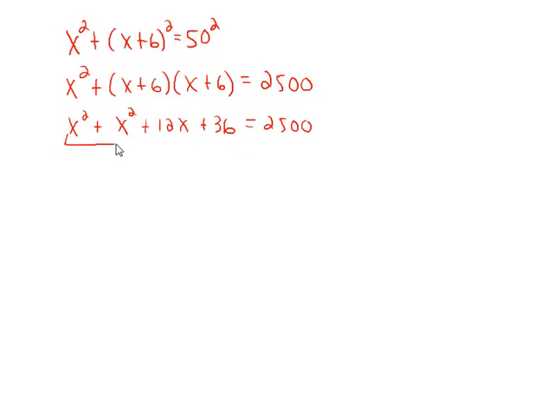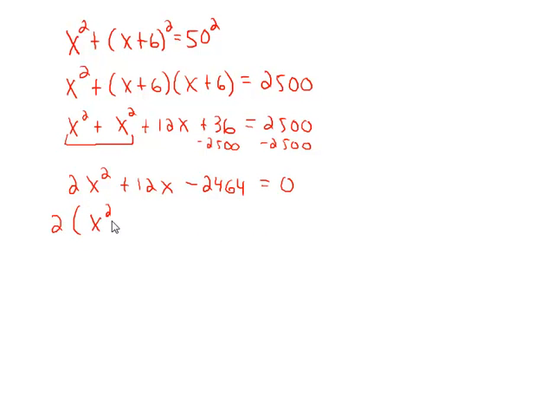I'm going to go ahead and combine the like terms, and at the same time I'm going to subtract 2,500 from both sides so that we'll have our quadratic expression equal to 0. 2x squared plus 12x minus 2,464 equals 0. First, we notice that there's a common factor of 2 that I can divide out from each term. 2,464 divided by 2 is 1,232.